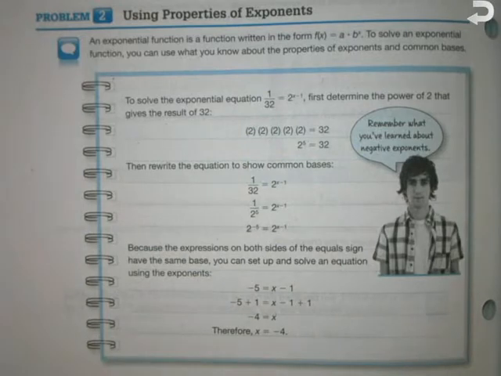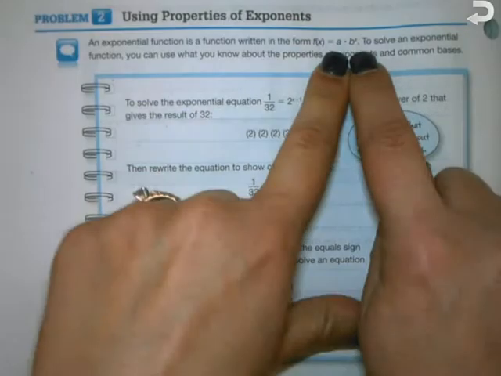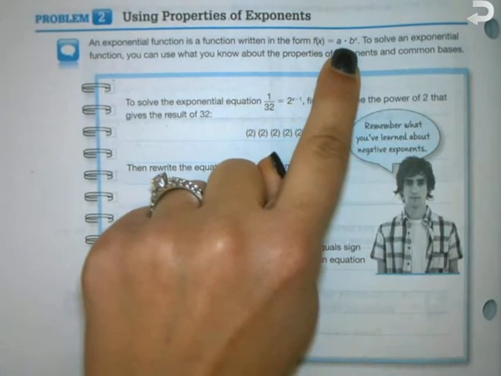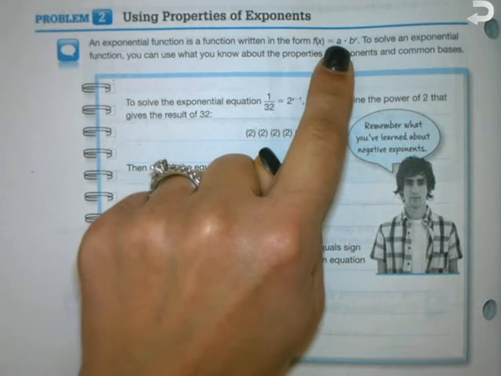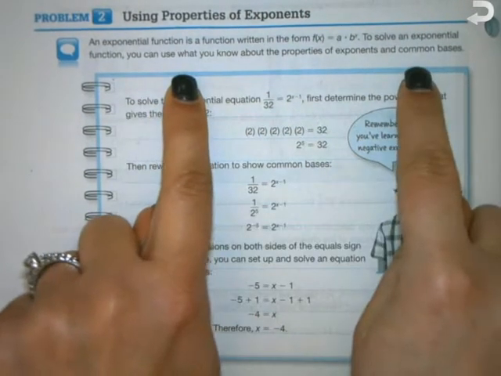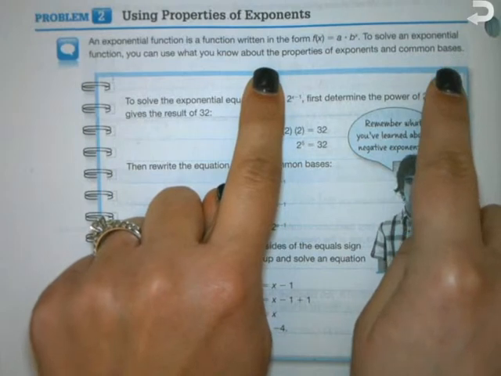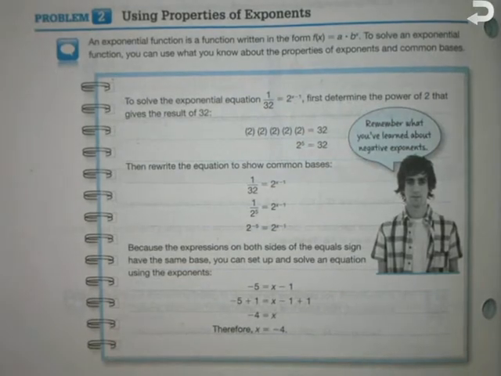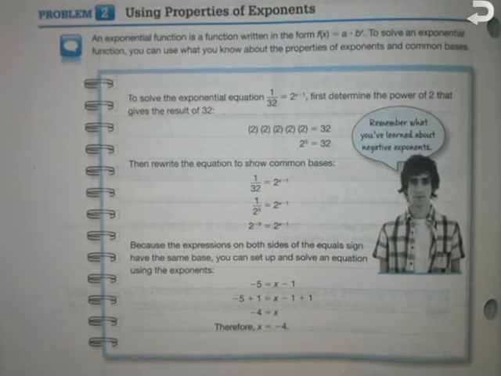So here's what this is saying. An exponential function is a function of the form f of x equals a times b to the power of x. We've been working with these a lot, so that should be familiar looking to you. To solve an exponential function, we can use what we know about the properties of exponents and common bases. Basically, we can rewrite functions to have the same base so that we can solve them.